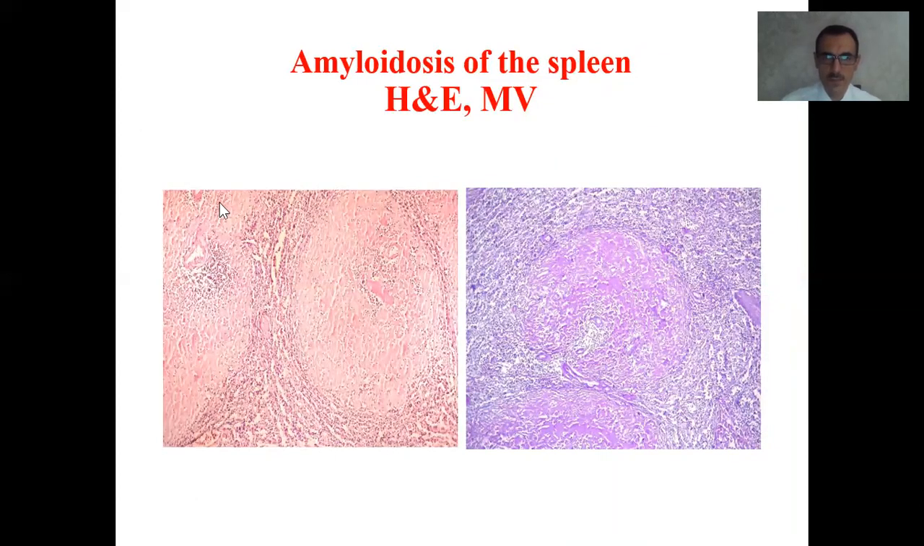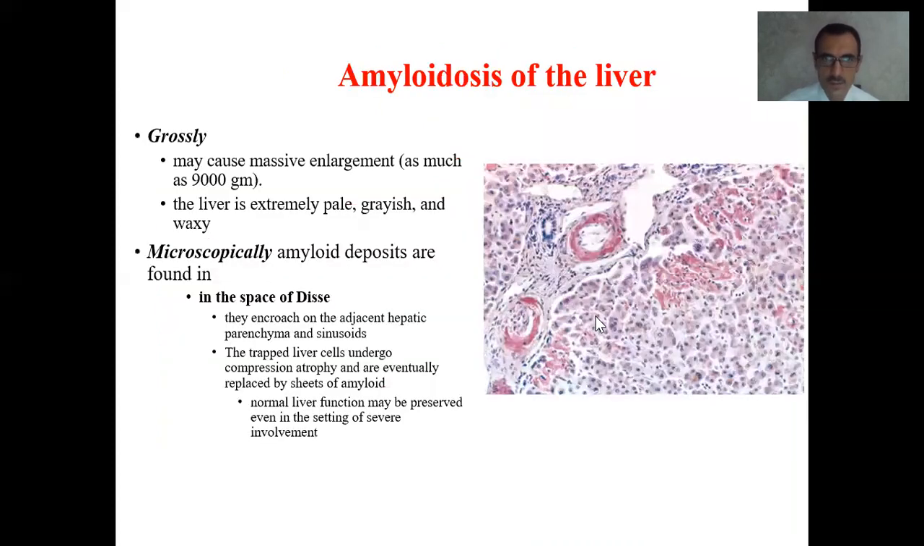Also, another microscopy of amyloidosis of the spleen with the hematoxylin-eosin and methyl violet stain. The liver amyloidosis. Grossly, the liver may show massive enlargement, as much as 1 kilogram. The liver is extremely pale, grayish, and waxy.